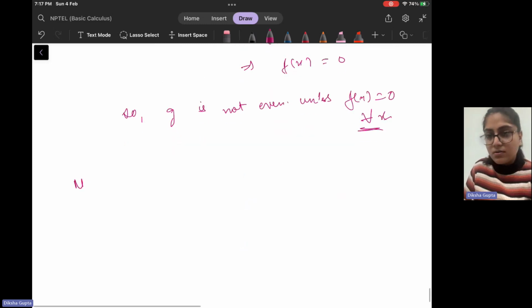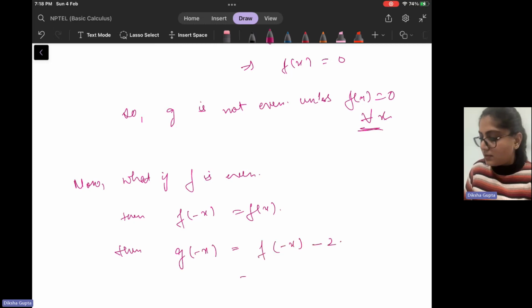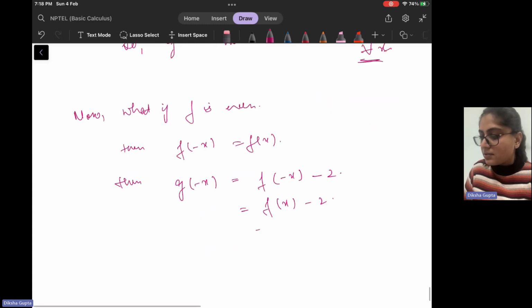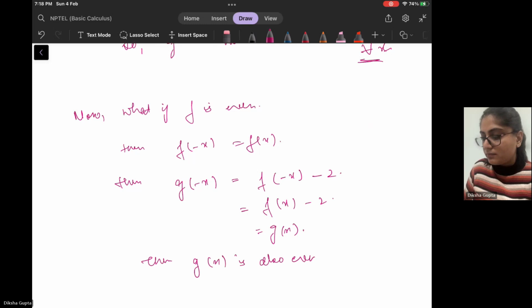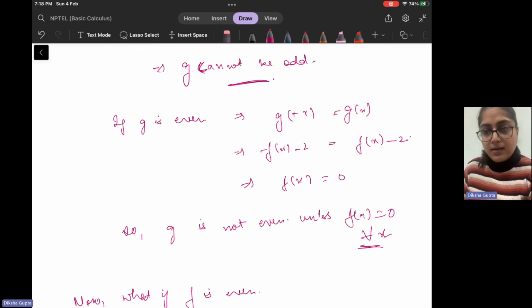Now the next question is, what if f is even? Then f of minus x equals f of x. Then g of minus x is f of minus x minus 2. This is f of x minus 2. This is g x. Then if f is even, we are certain that g x is also even. Okay, so these are the two implications we can get if f is odd and if f is even.